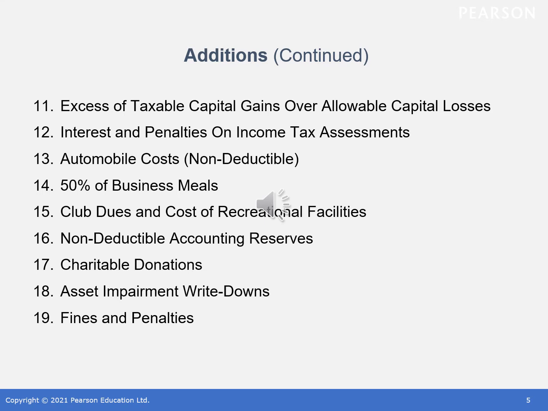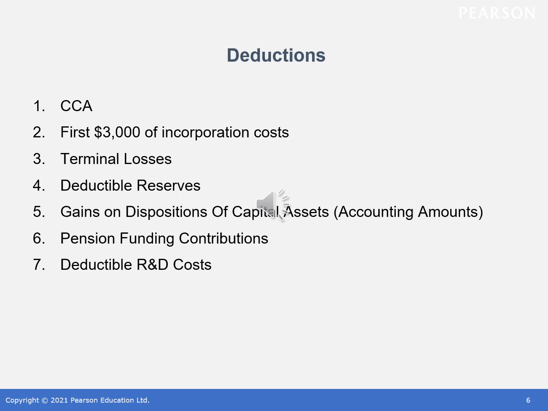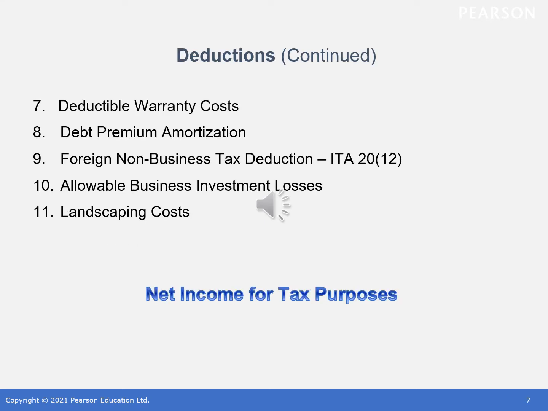Deductions from accounting income for taxable income would include CCA, capital cost allowance, the first $3,000 of incorporation costs, any terminal losses, deductible reserves, gains on dispositions of capital assets, the accounting amounts, pension funding contributions, deductible research and development costs, deductible warranty costs, debt premium amortization, foreign non-business tax deduction, allowable business investment losses, and landscaping costs. Once you've gone through these lists of additions and deductions, you then get to the net income for tax purposes.